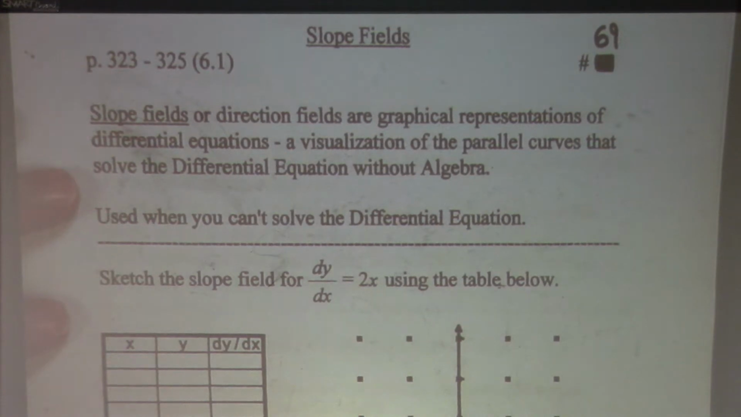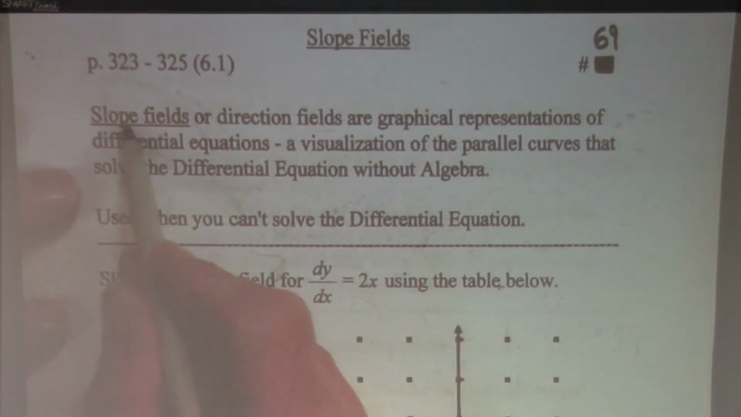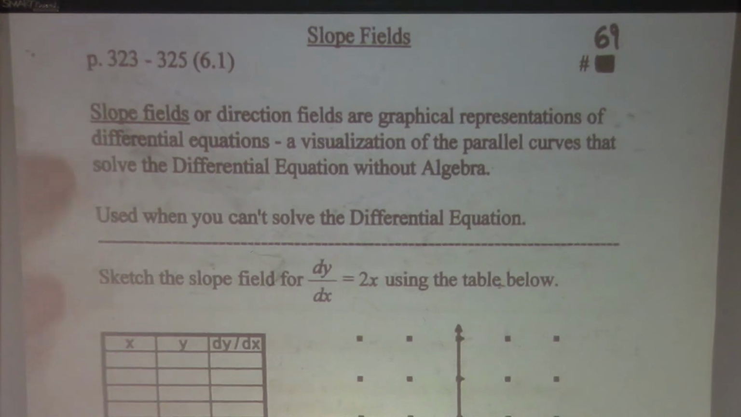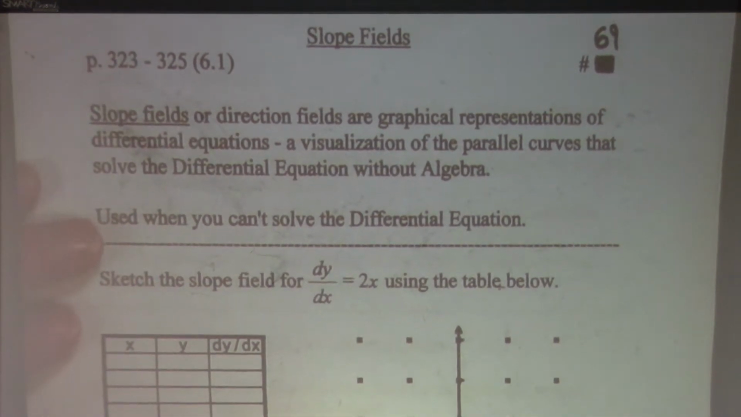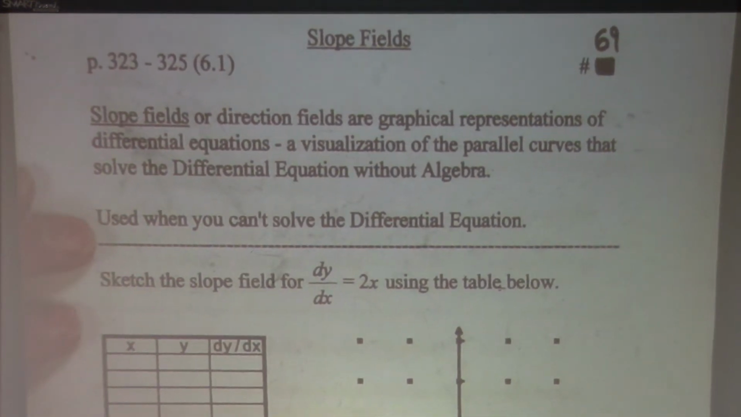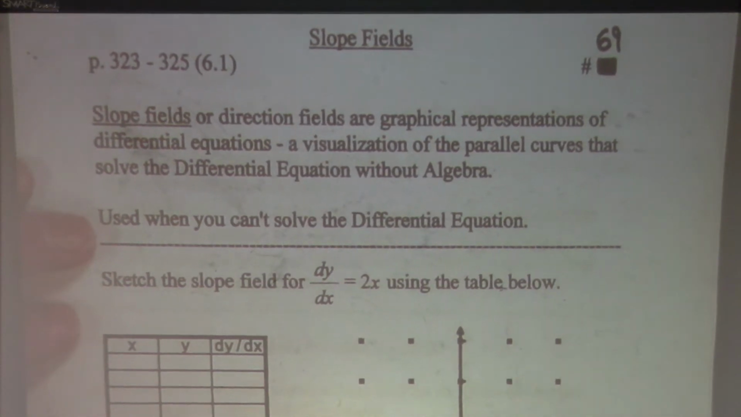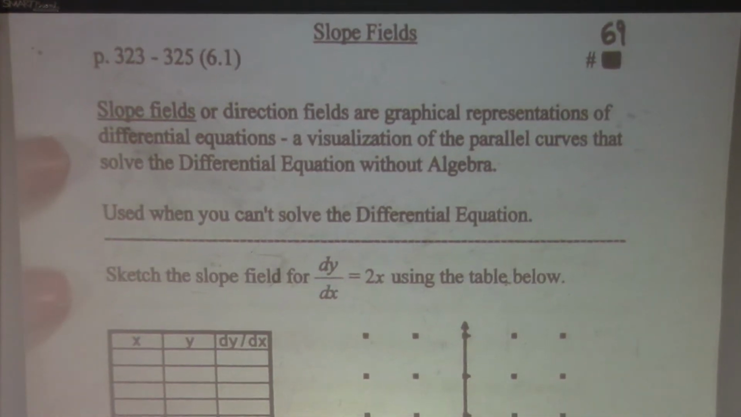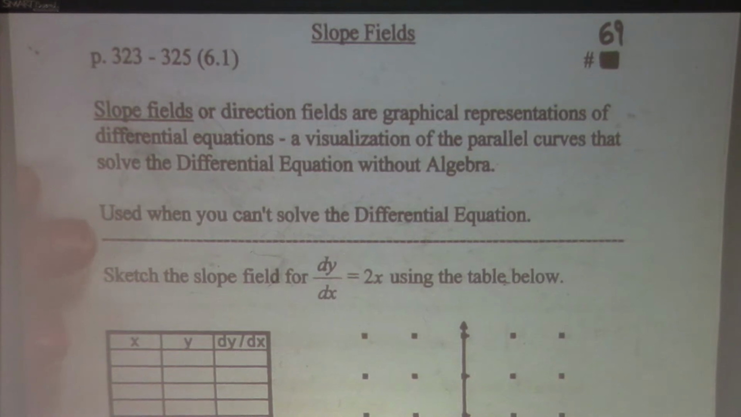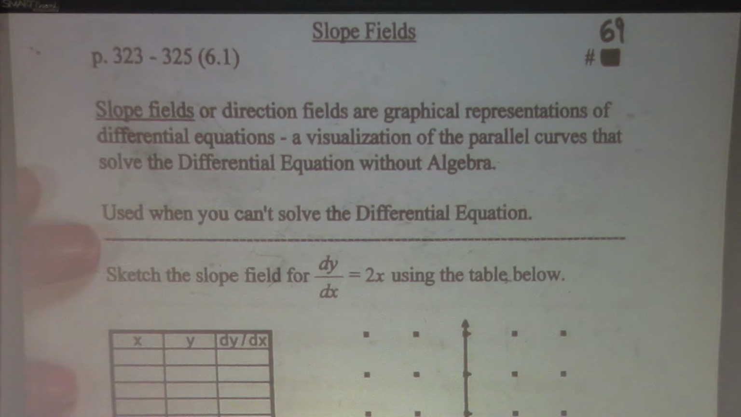Slope fields, which are also called direction fields, though more commonly you'll hear slope fields, are simply graphical representations of differential equations. If you remember on the last note card of the 4th 6 weeks material, you solved separable differential equations. You actually found either a general solution, or if you had an initial condition where you could find C, then you found a particular solution. But slope fields are graphical representations of those solutions. They're basically a visualization of the parallel curves that solve the differential equation without algebra.